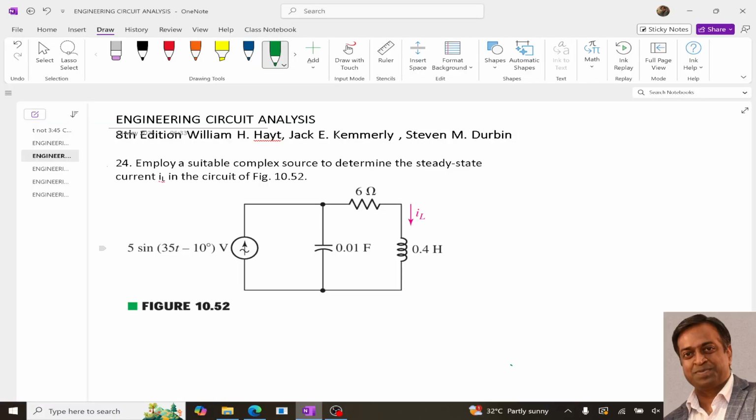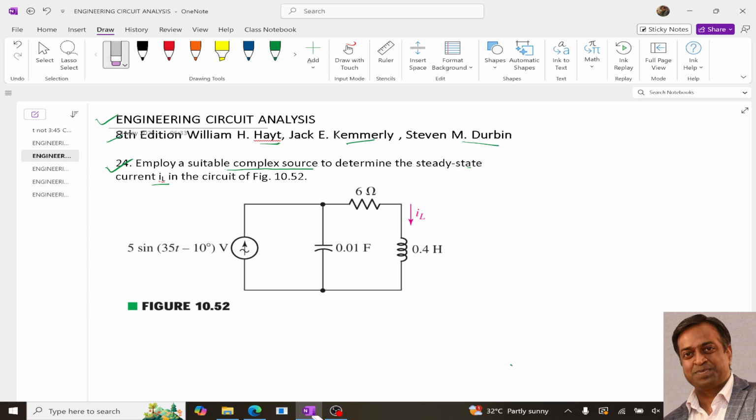Hello guys, in this video I am going to explain the solution of question number 24 of chapter 10 from the book Engineering Circuit Analysis, which is the 8th edition of and written by Hayt, Kemmerly and Durbin. So the question says that we need to employ a suitable complex source to determine the steady state current IL in the circuit.